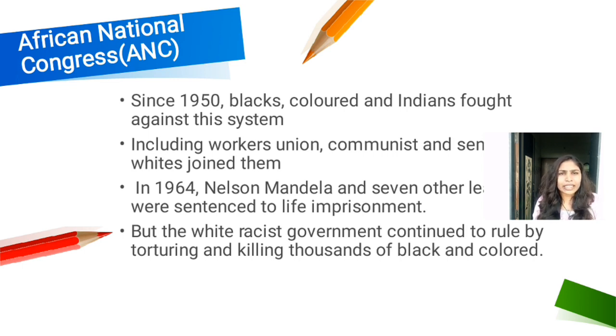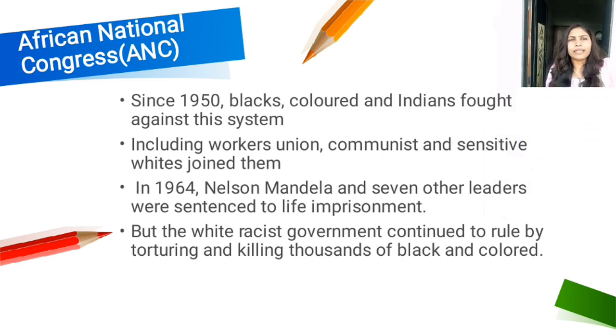Okay, in 1964, Nelson Mandela and seven other leaders were sentenced to life imprisonment, but the white fascist government continued to rule by torturing and killing thousands of black and colored people. So these people had been struggling since 1950, and then they started rebelling, and in 1964 Nelson Mandela was given lifetime imprisonment, and later on also this movement did not stop.